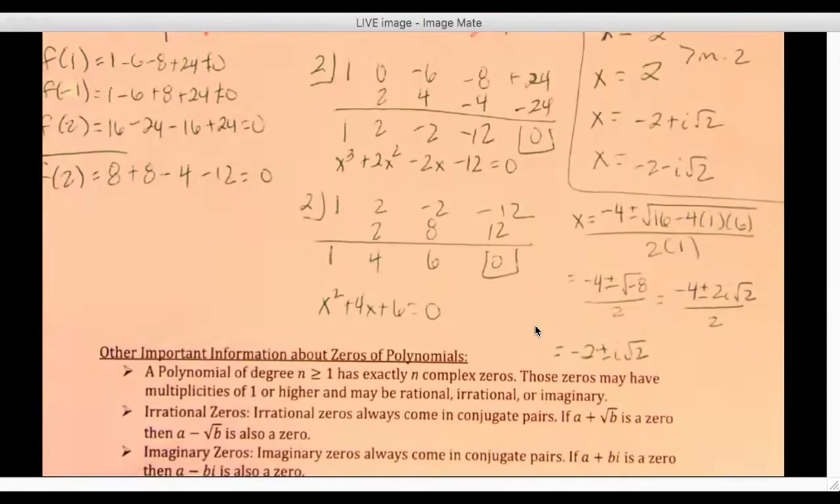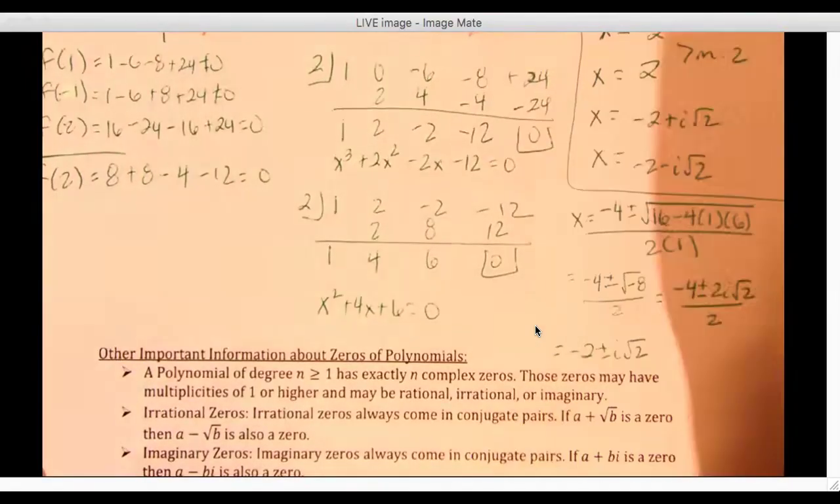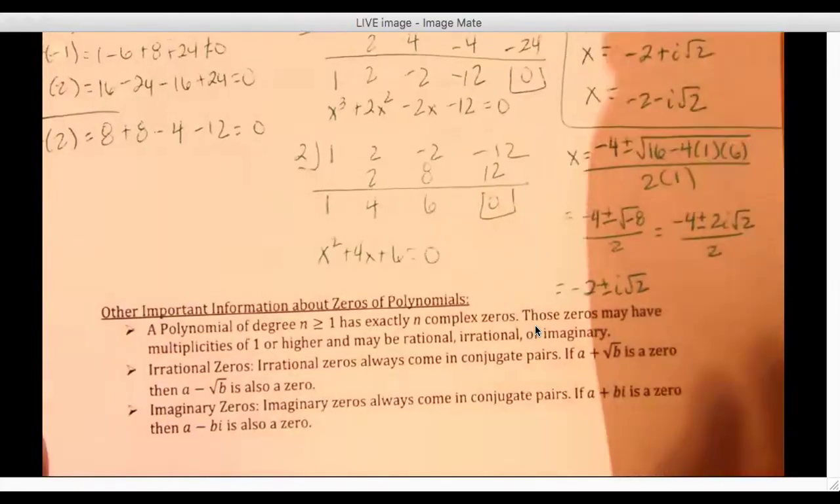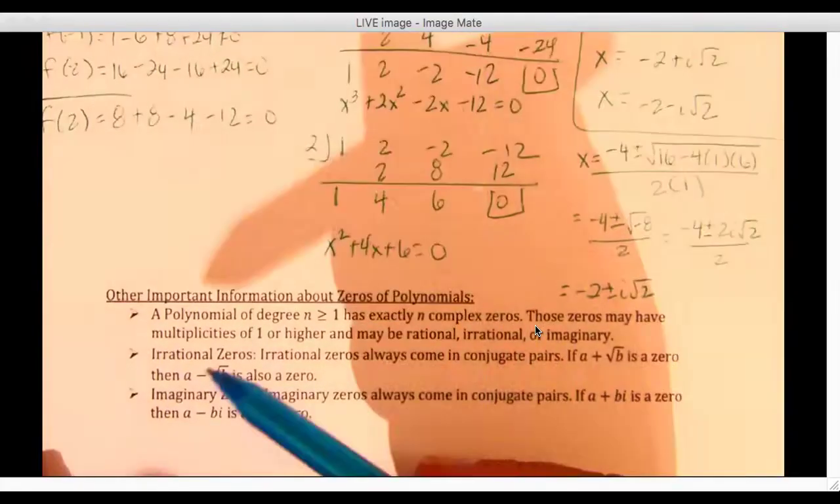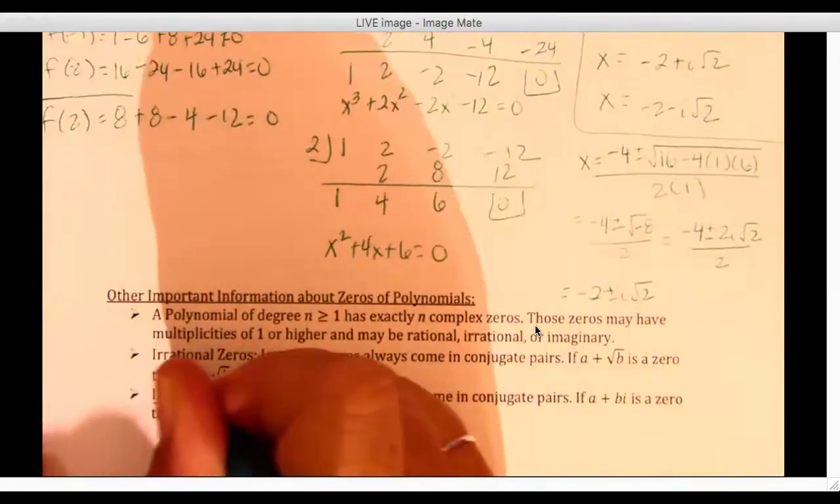It looks like they are imaginary or complex roots. So it only actually touches the x-axis at this spot here. There's a couple important notes here at the bottom. As we just saw with those last two examples, irrational zeros and imaginary zeros always come in pairs.